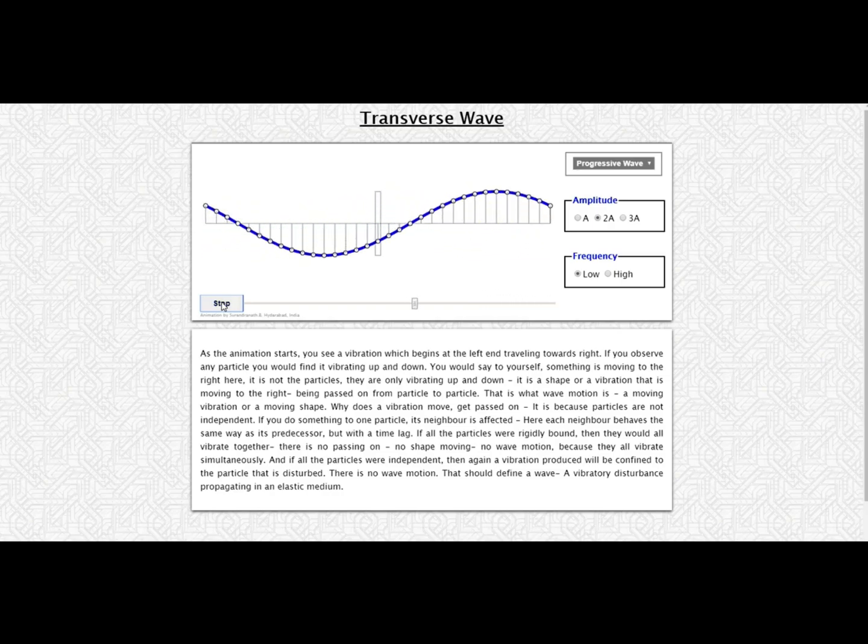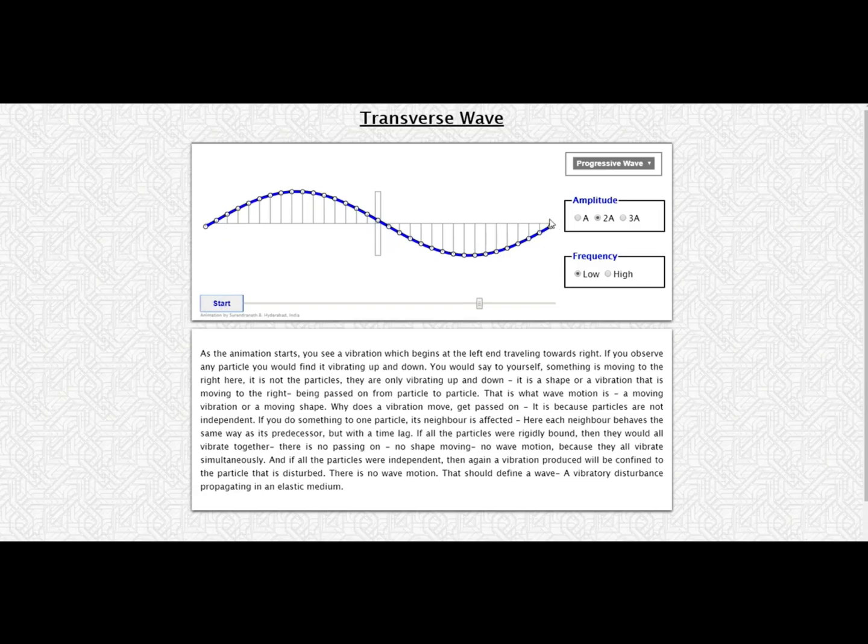I just want to show you one more thing. Let's see how my coordination is. Okay, there we go. If we start at the beginning and go right to the end, you'll see that we have one complete cycle of a wave. The length of that would be called the wavelength. That's the length of one wave.